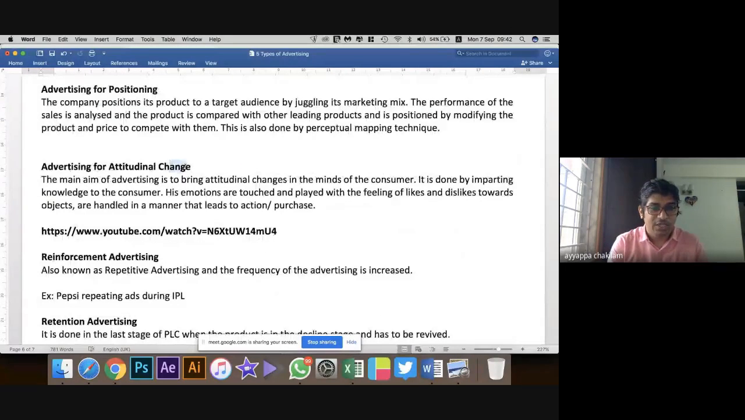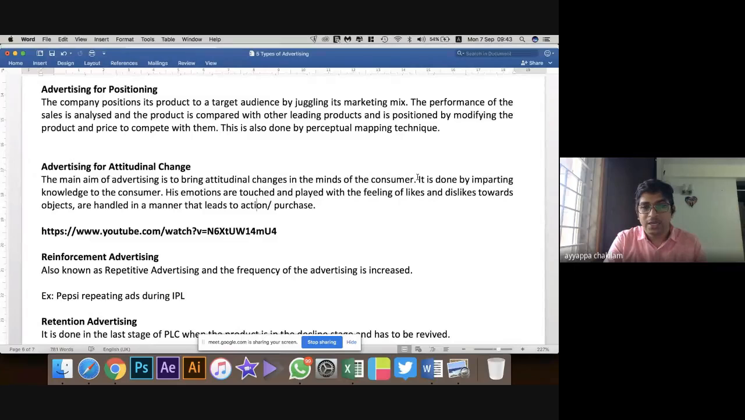Advertising for attitudinal change. By seeing an advertisement, someone should really change their attitude towards something. Maybe someone is negative in their life; seeing an advertisement, they become positive. Someone is dejected, someone is having really bad negative attitudes. Everything can be changed by just seeing some ad. So how are you trying to change the minds of the consumers regarding their attitudes?